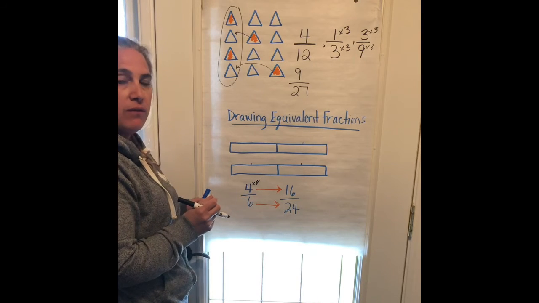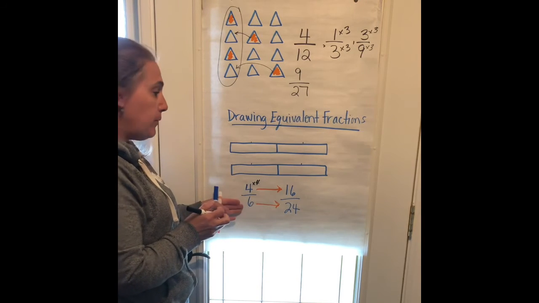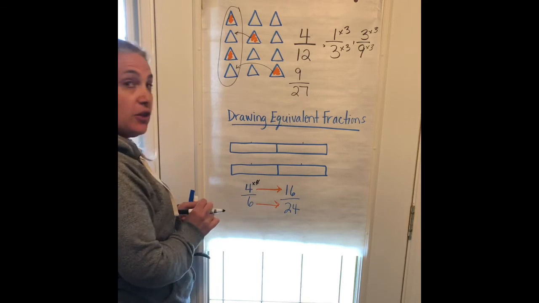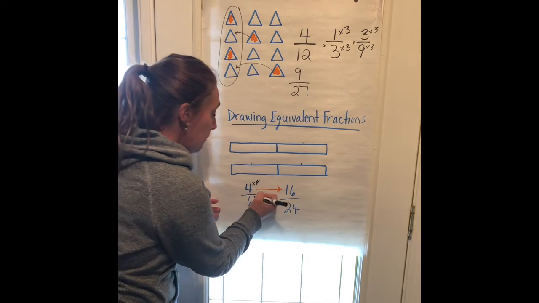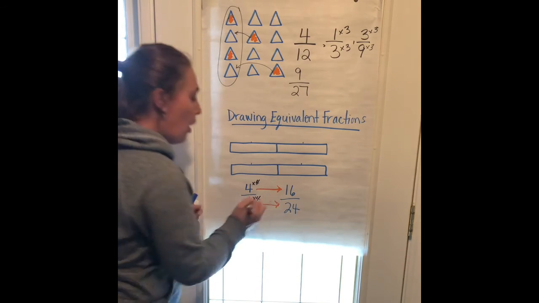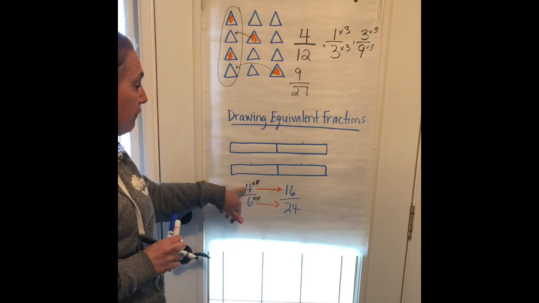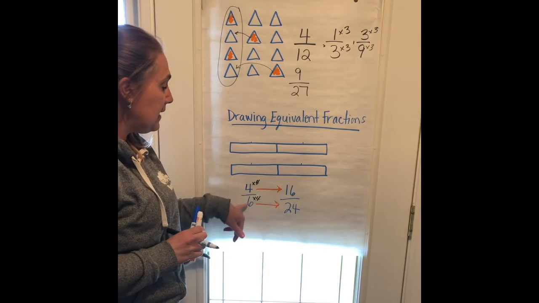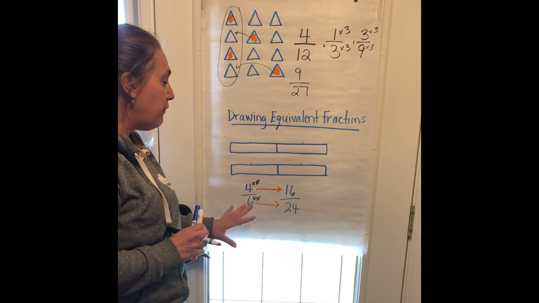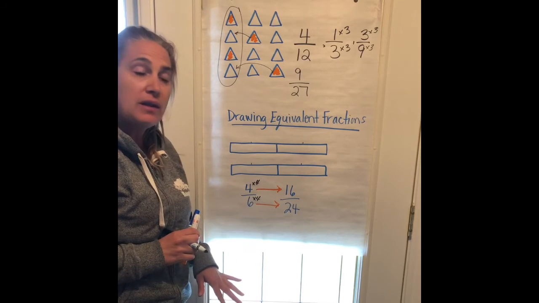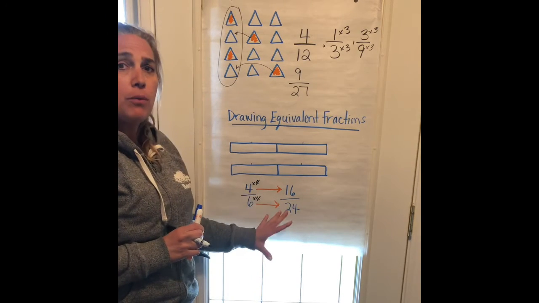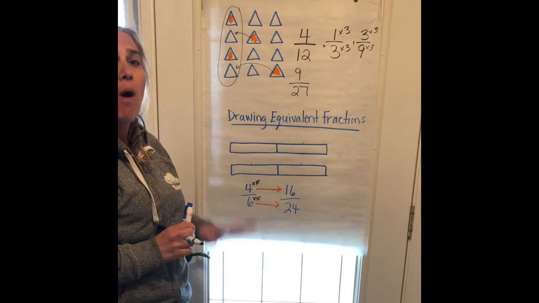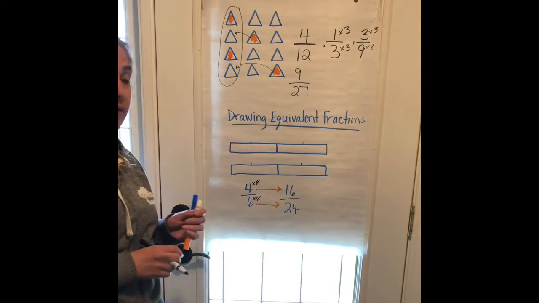Well, the rule of equivalent fractions: whatever you do to the top, you've got to do to the bottom. So if the numerator is being multiplied by 4, that means the denominator needs to be multiplied by 4. Well, 4 times 4 is 16. 6 times 4 is 24. Therefore, they're both equivalent fractions. Now we know they're both equivalent. We're going to show why they are equivalent using the bars above.